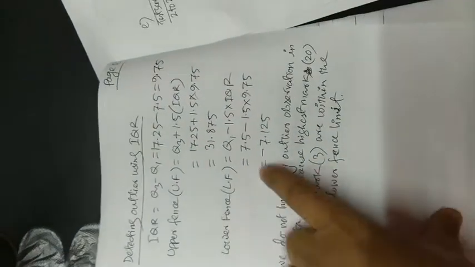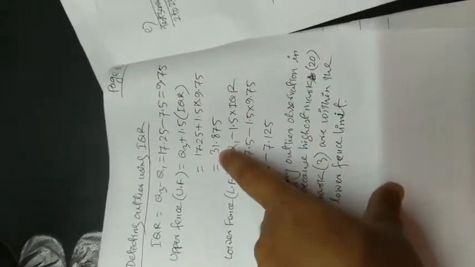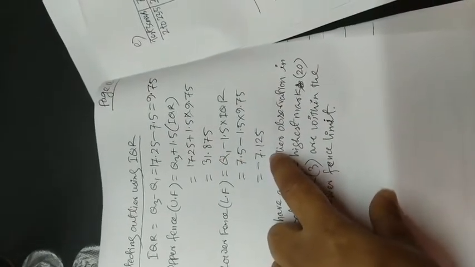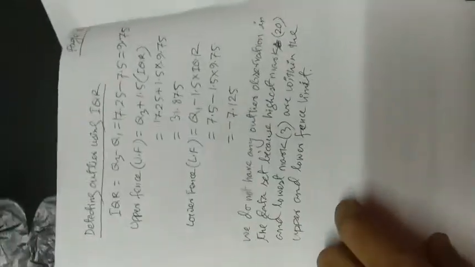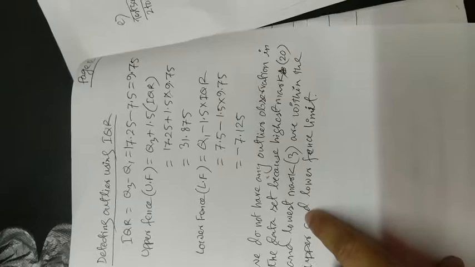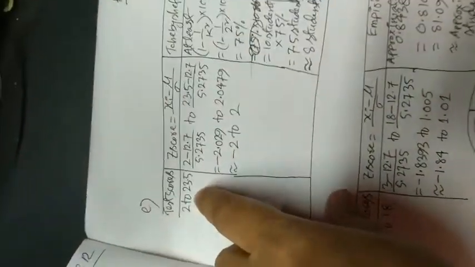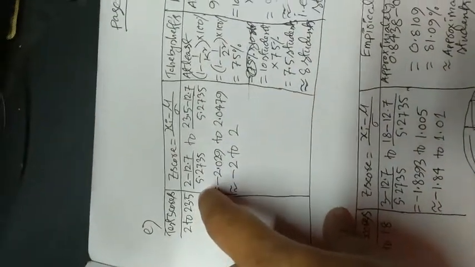If a student got marks above the upper fence, it will be considered an outlier. If a student got marks below the lower fence, it is an outlier. We do not have any outlier observation in the data set, because the highest value is 20 and the lowest mark is 3, which are within the upper and lower fence. Now, how many students had test scores between 2 and 23.5?